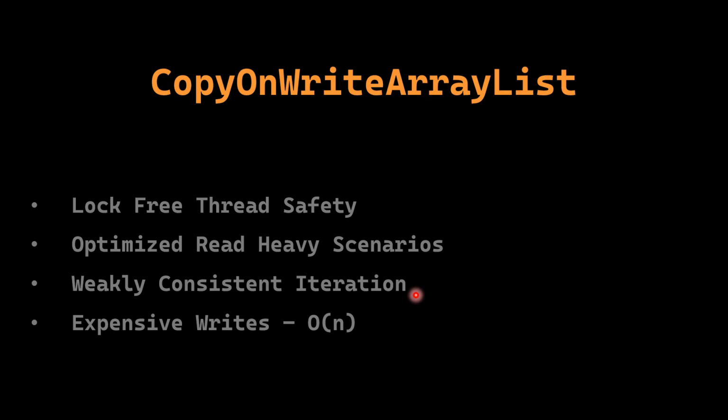Iterators work on a snapshot of the array taken when the iterator was created. This means modifications during iteration don't affect the ongoing iteration. CopyOnWriteArrayList simplifies thread safe iteration. Hence, iteration requires no external synchronization because iterators work on a snapshot. This makes it ideal for scenarios like event listener management where iteration is frequent and modifications are rare.